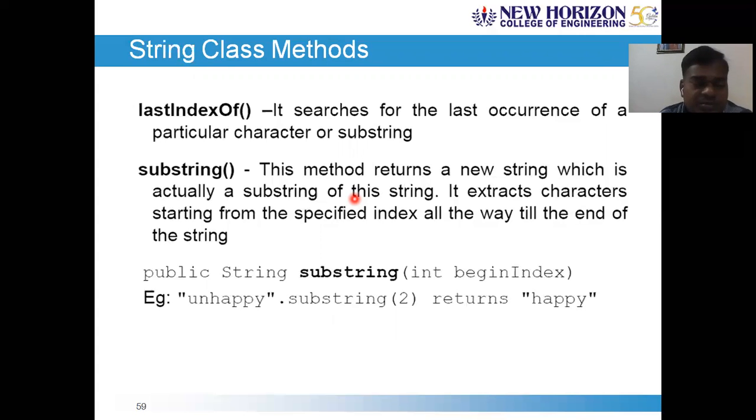So let's take an example. I have a string called "unhappy". substring(2) means start from index 2: 0, 1, and 2, from the character h. Is there any second argument here? No. If there is no second argument, it starts from h till the end of the string, the content is considered, and it returns "happy".